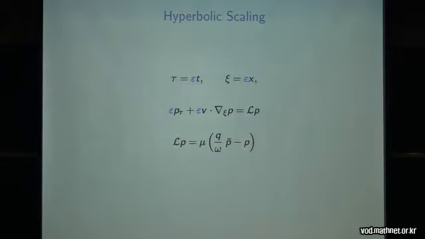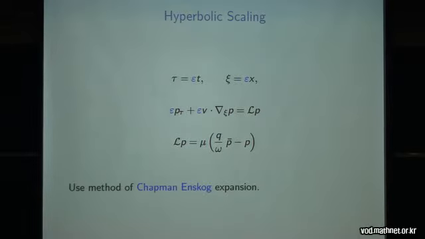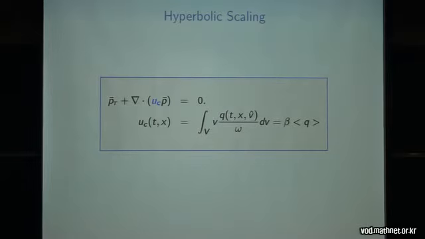For example, for the hyperbolic scaling, we scale space and time by a small parameter epsilon. And so then the epsilon arises here. This is the right-hand side of the transport equation. And then we use something which is called the Chapman-Enskog expansion. Look at leading order terms, etc., and I'll show you the leading order term.